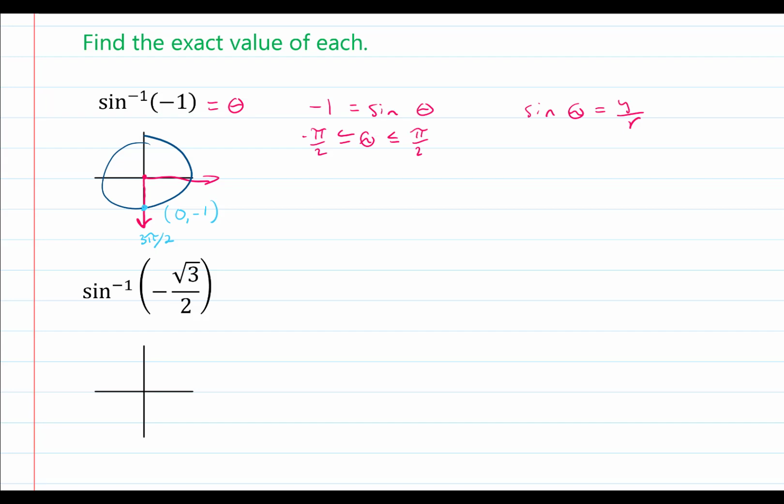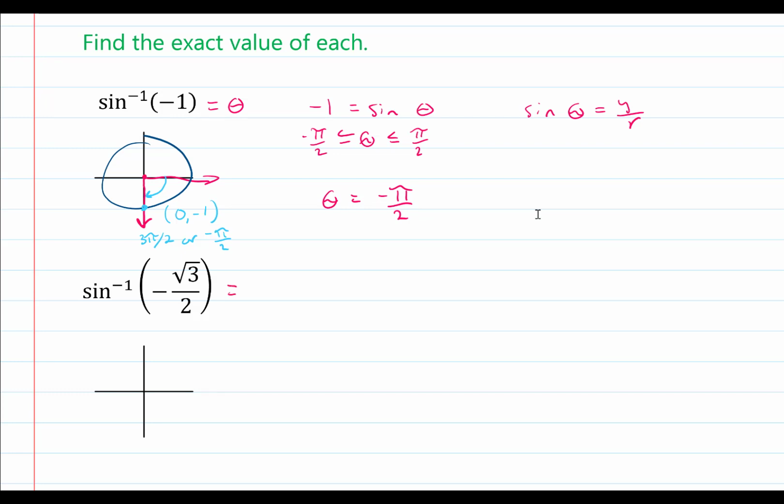However, theta must be greater than or equal to negative pi over 2, but less than pi over 2. So 3 pi over 2 is not within that range. So what I need to do instead is use the clockwise rotation or coterminal angle, which would be negative pi over 2. So for our problem, theta will be equal to negative pi over 2. So again, the output for these inverse sine functions are going to be the angle, whereas the input is the ratio. Let's now go to inverse sine of negative square root of 3 over 2.